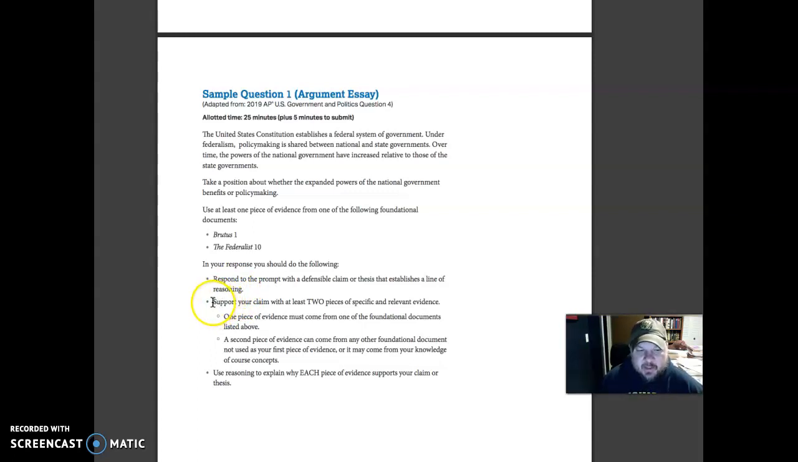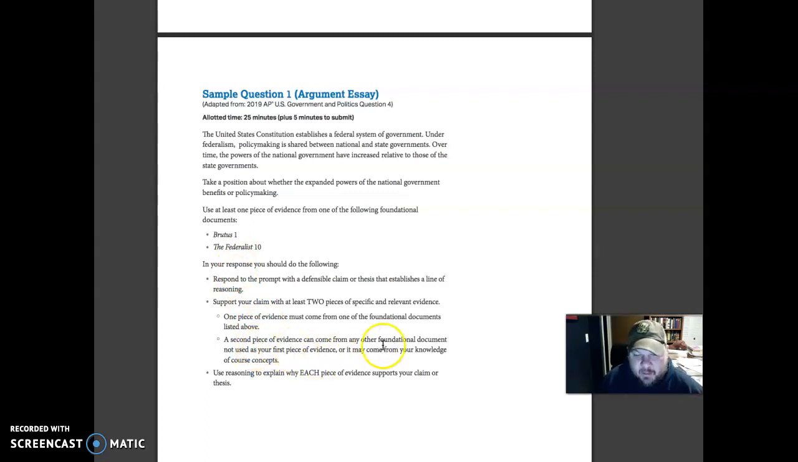The next thing you are going to do is you're going to support your claim with at least 2 pieces of specific and relevant evidence. One of those pieces, again, has to come from either Brutus number 1 or the Federalist number 10. So you got to do that. The second piece of evidence can come from any other of the foundational documents. So if you want to use both Brutus number 1 and the Federalist number 10, you can. If you want to use any of the other Federalist papers, the Constitution, the Articles of Confederation, the Declaration of Independence, letter from Birmingham jail, I have no idea how you do that, but I'm sure there's a way.